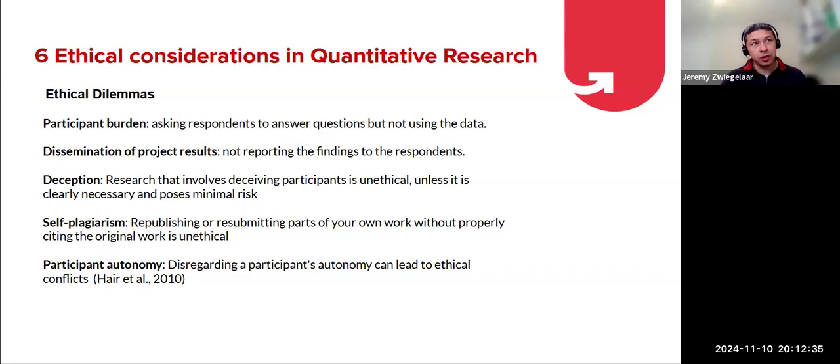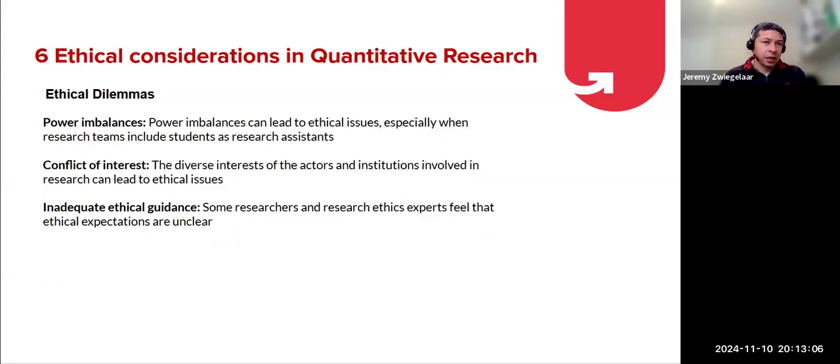So you will dispose of this data eventually, and you need to explain how you're going to do that. Disregarding a participant's autonomy can lead to ethical conflicts, which is a big thing, really. In the case of surveys, it is about ensuring that people understand that they have the right to withdraw from the survey. So you do need to put that in, in terms of the autonomy that the respondents have.